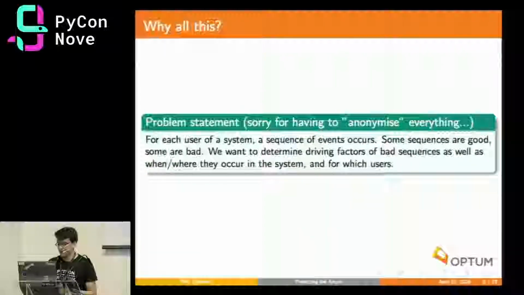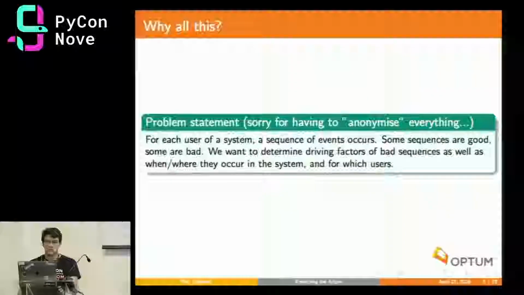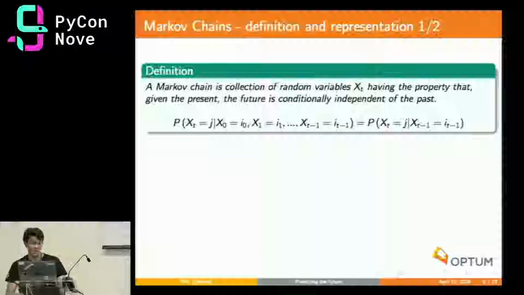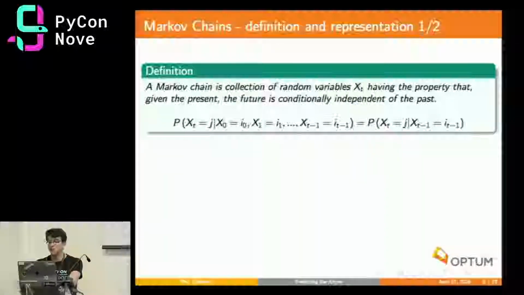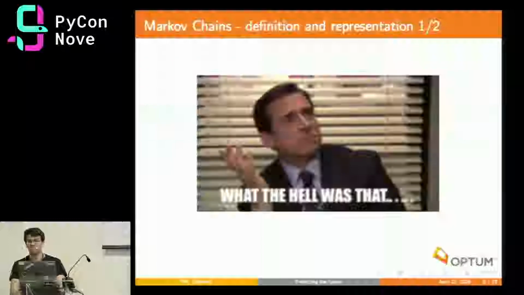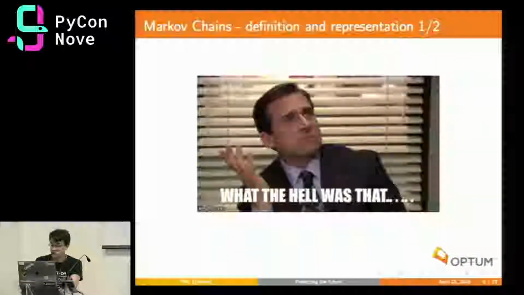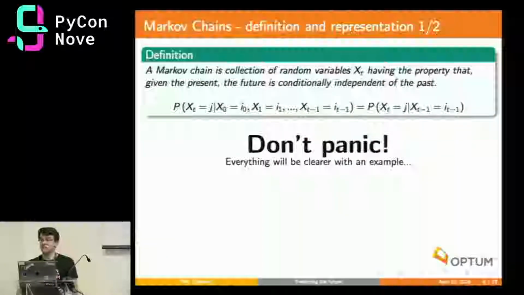To do that, we decided to do a Markov study. So basically, we have a sequence of steps, and we want to know how they depend on each other in the sequence. So what is a Markov chain? Well, in layman's terms, a Markov chain is just a collection of random variables X_t, having the property that, given the present, the future is conditionally independent of the past. Easy, right? Maybe not. Okay. Maybe we can do with an example.